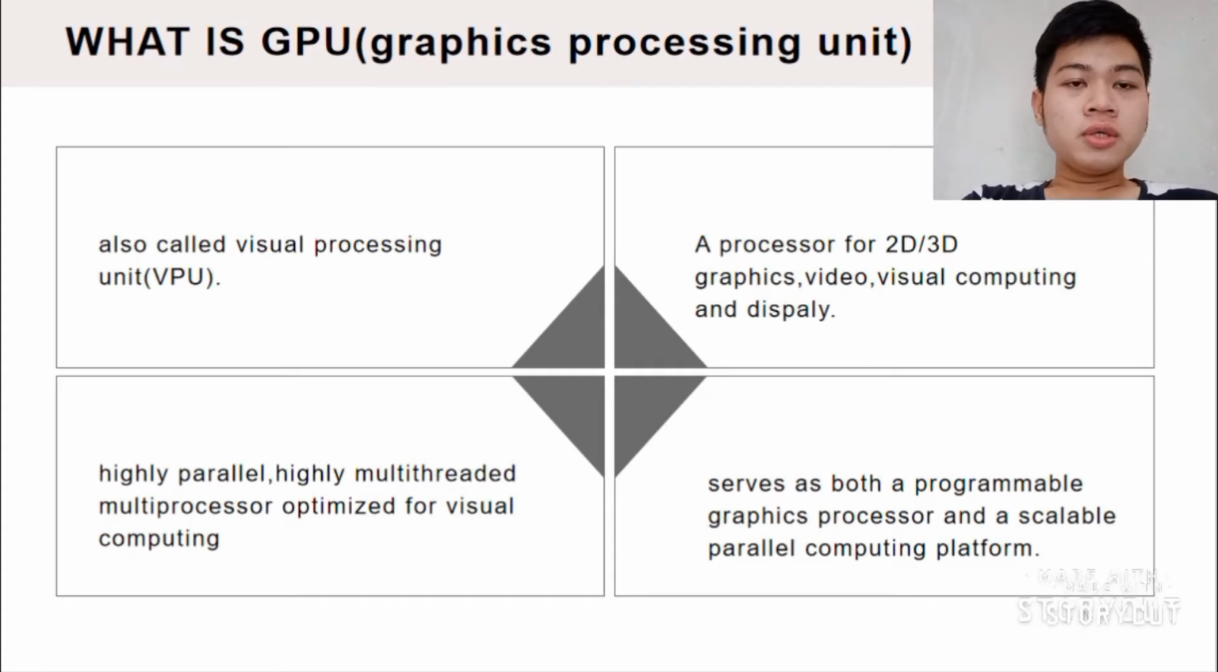What is GPU? GPU, Graphic Processing Unit. GPU is also called Visual Processing Unit, VPU. GPU is a processor for 2D or 3D graphics, video, visual computing and display. It's a highly parallel, highly multi-threaded, multi-processor optimized for visual computing. It also serves as both a programmable graphic processor and a scalable parallel computing platform.